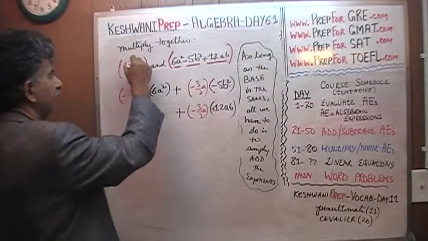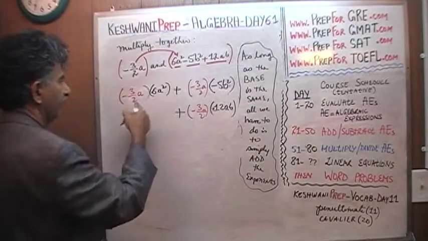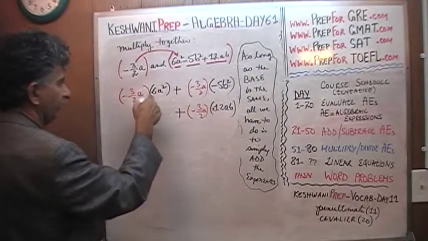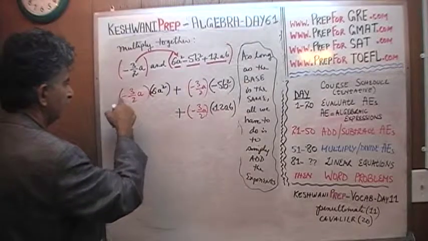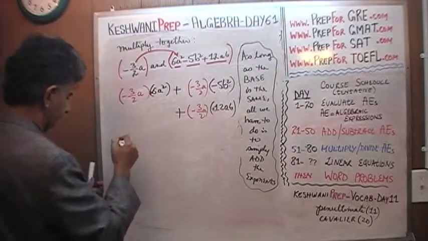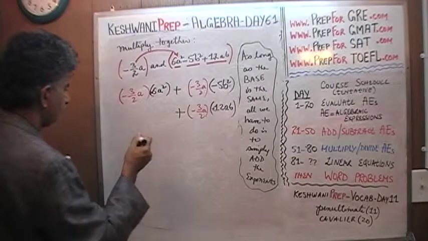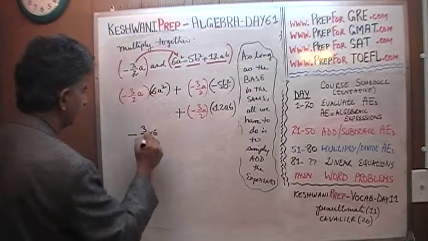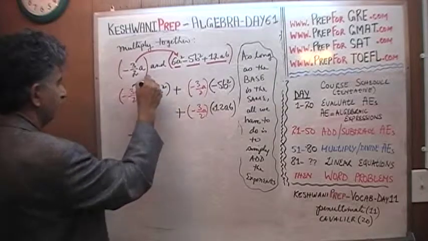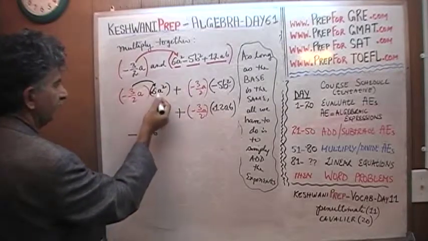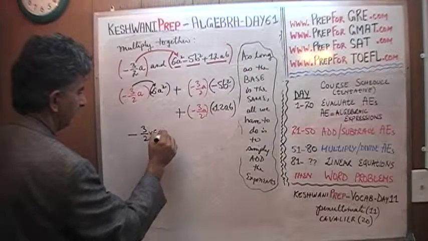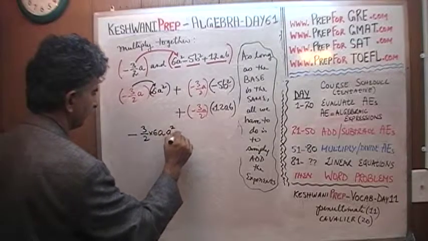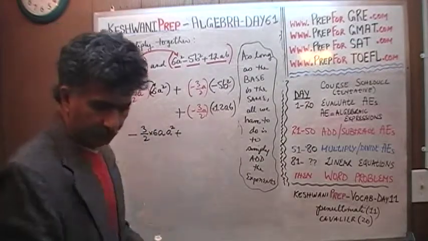So negative 3/2 a times 6a squared is this right here. Negative times positive, there's a positive here. Negative times positive is negative. 3/2 times 6, and a times a squared. That's the first part. Let's move on to the second part.